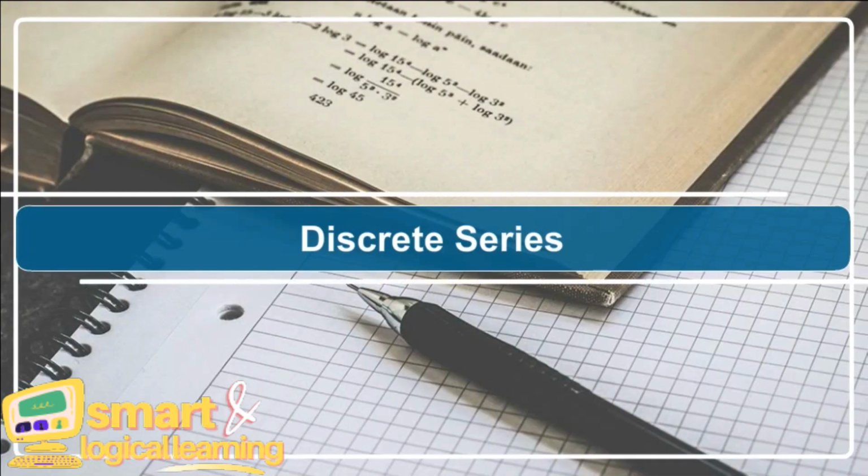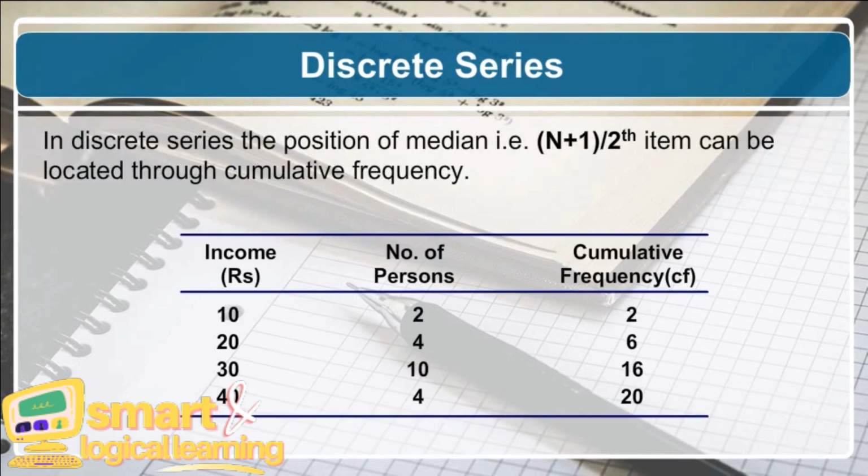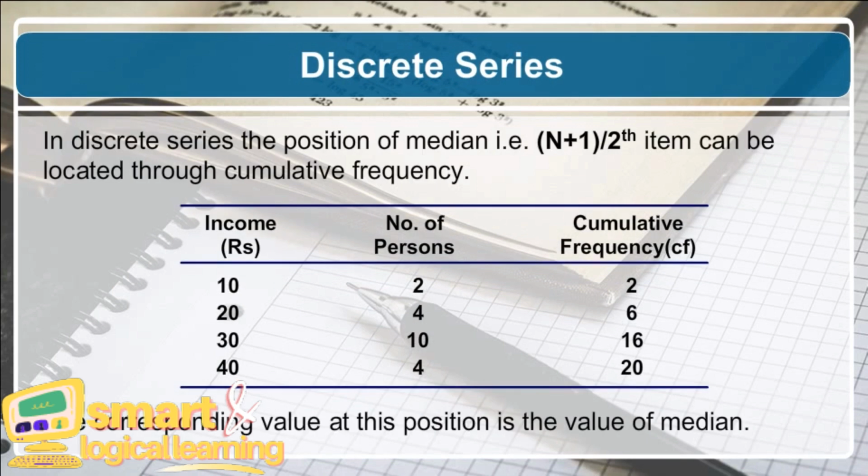Discrete series. In discrete series, the position of median, that is (n plus 1)/2 th item, can be located through cumulative frequency. The corresponding value at this position is the value of median.